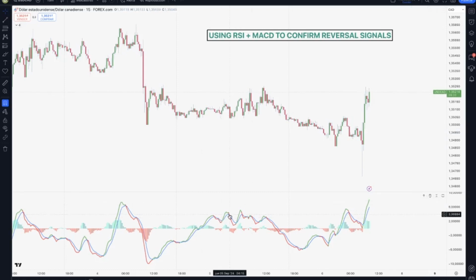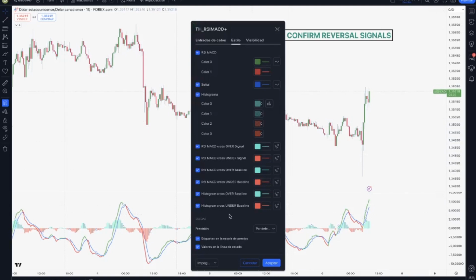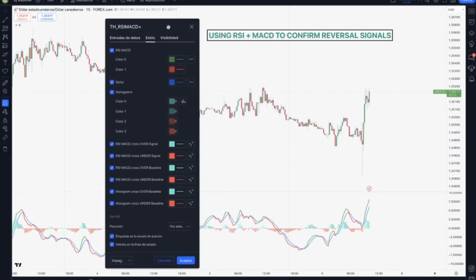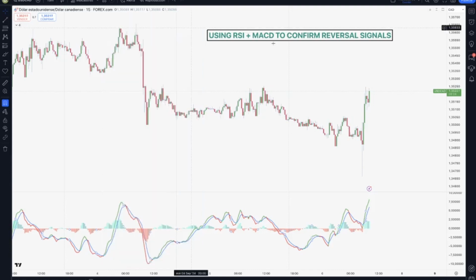We're going to be using this indicator. This is the RSI MACD, the combination of both of them. Remember, we're going to be confirming reversals. So this is used for confirmation, okay? The main usage of it will be just for that.